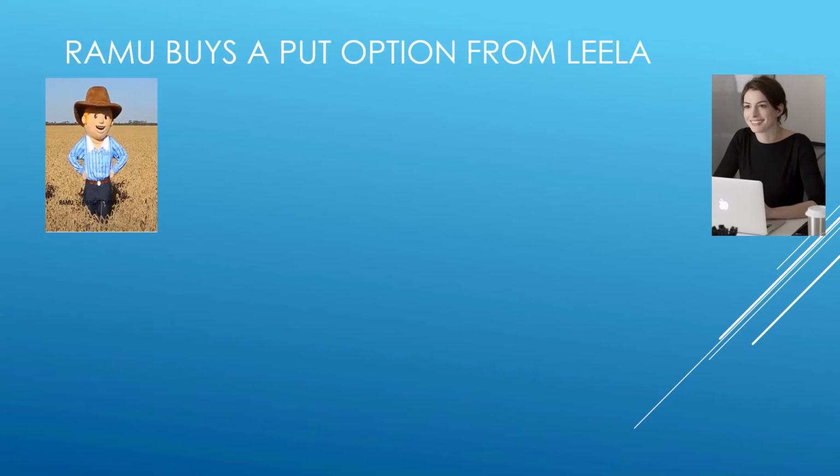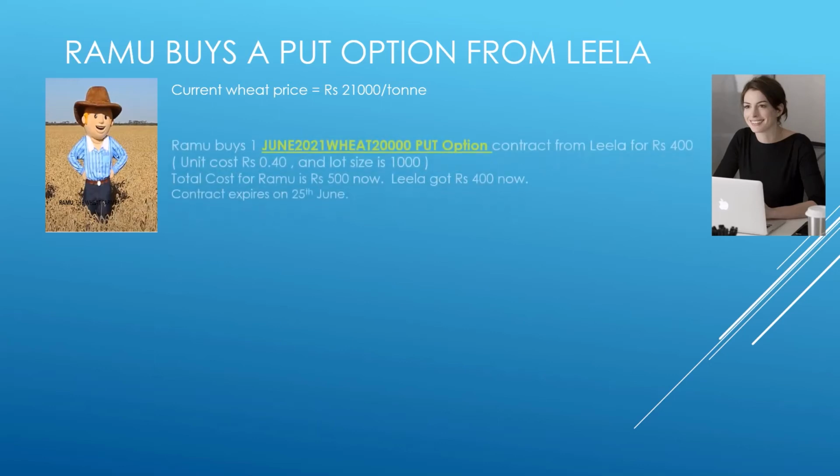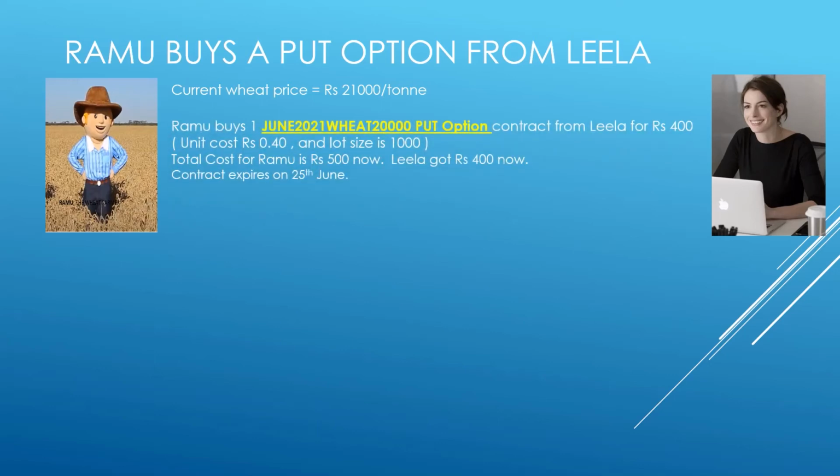Okay, so Ramu buys this put option from Leela. Ramu pays 400 to Leela. Current wheat price is rupees 21,000. What Ramu bought is one lot of June 2021 wheat 21,000 put option contract from Leela for 400. Let's say the lot size was 1000 and the unit cost was 40 paise, and hence Ramu had to pay 400 rupees to Leela. This contract expires on 25th June, beyond which this contract is not valid.